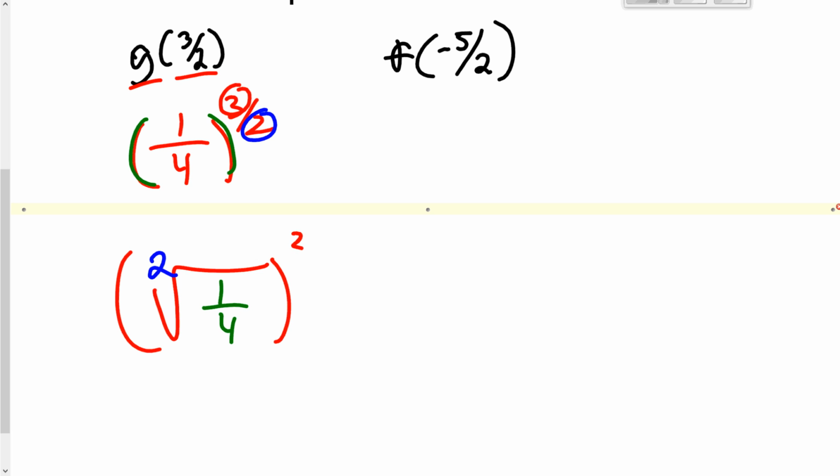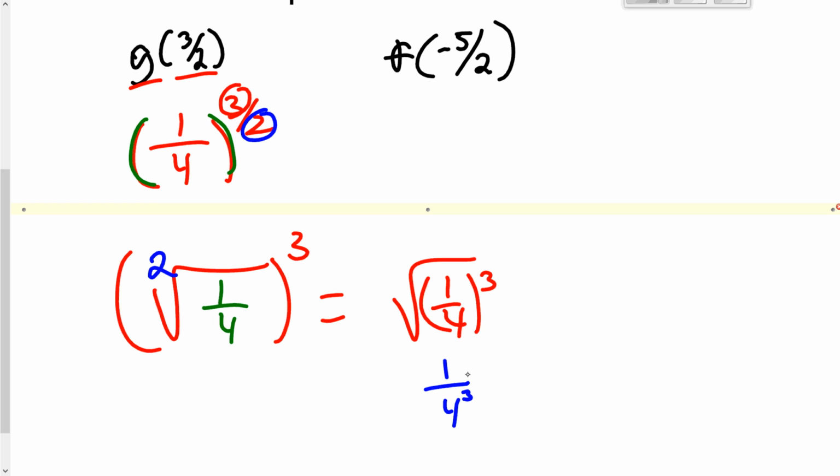I can rewrite it like this. The numerator is the power, so it can be on the outside like that, or it could be the square root of 1/4 cubed. So I can cube the 1/4 first and then square root, or I could do the square root of 1/4 and then cube it. It's the same. It will get you the same answer every time. So whichever one makes sense to you, right?